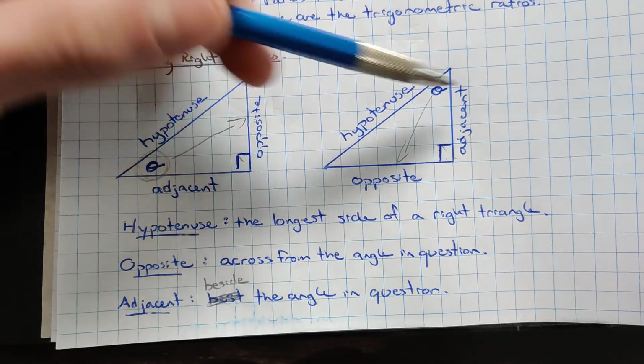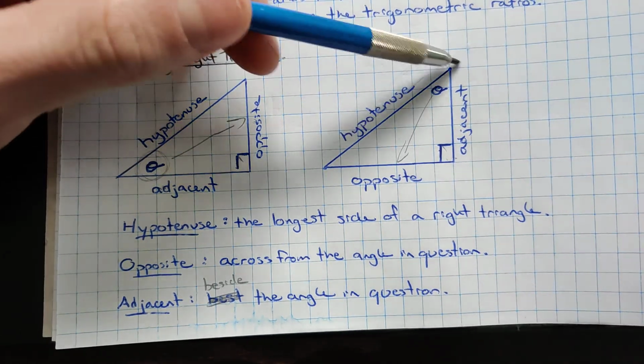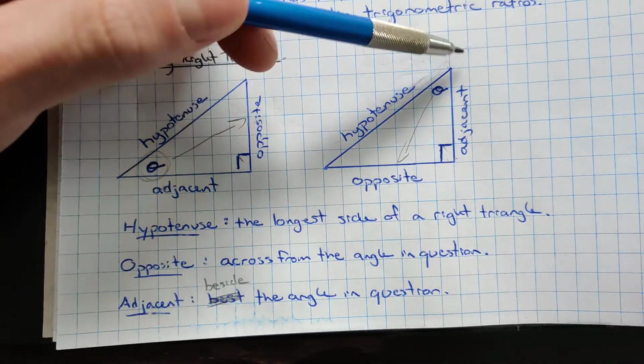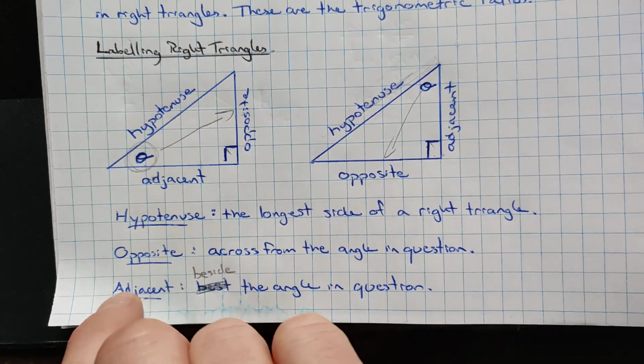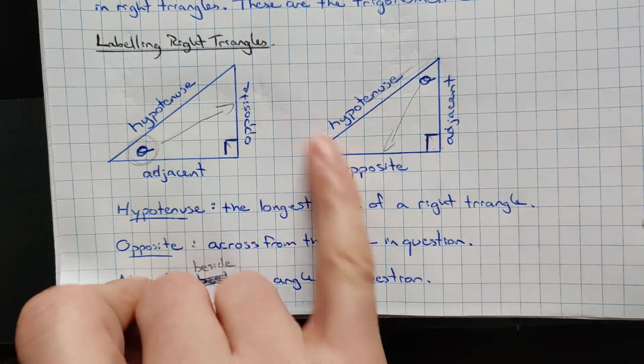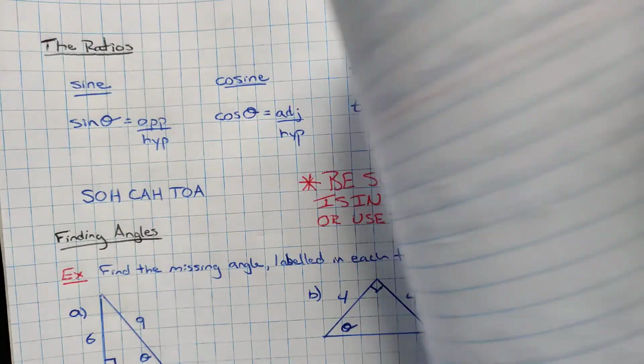Adjacent will be beside the angle, hypotenuse will be the longest side, so the angle will always be wedged in between the adjacent and hypotenuse, and then the opposite will always be the one across from the angle. So make sure you get familiar with that so that you can constantly label your triangles correctly.